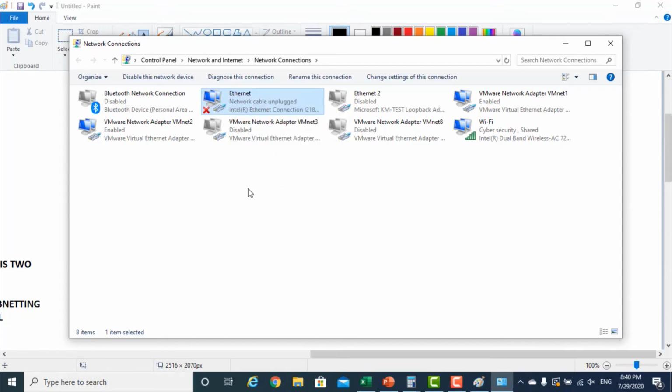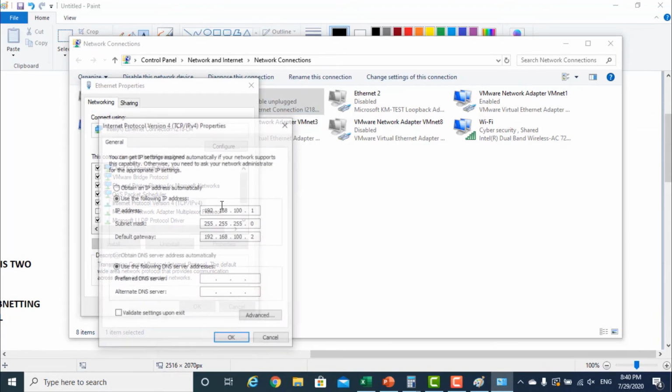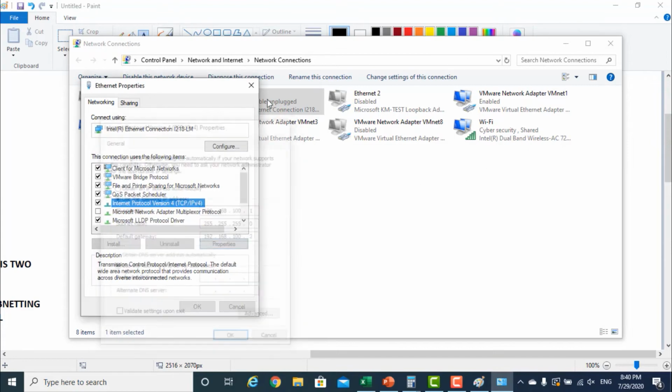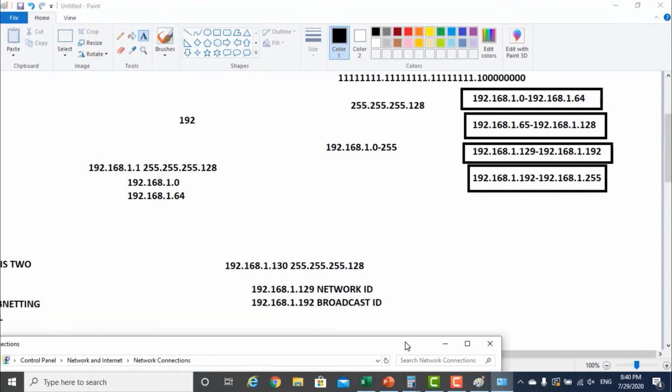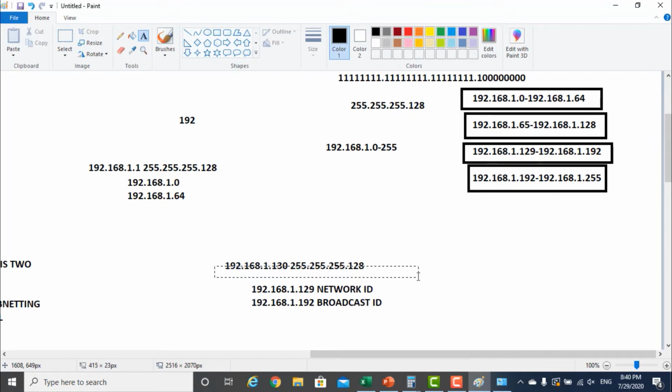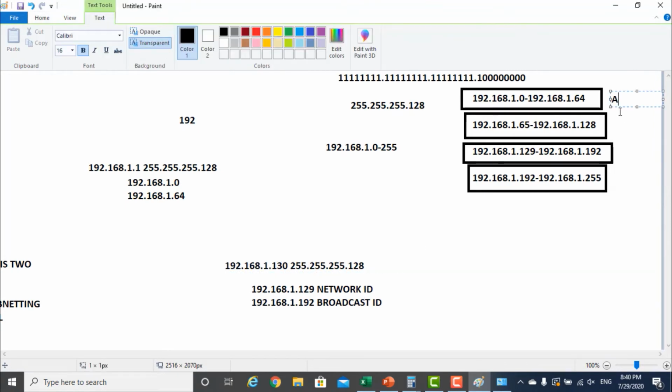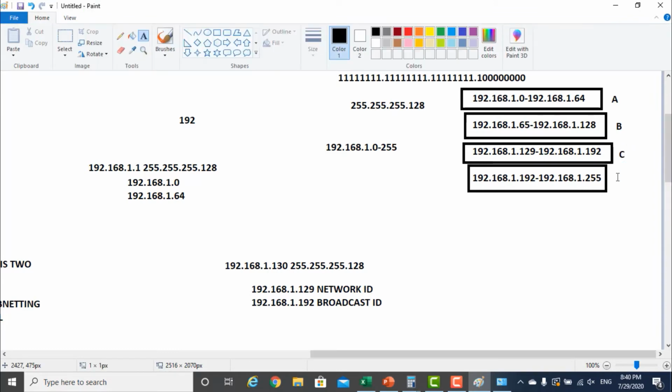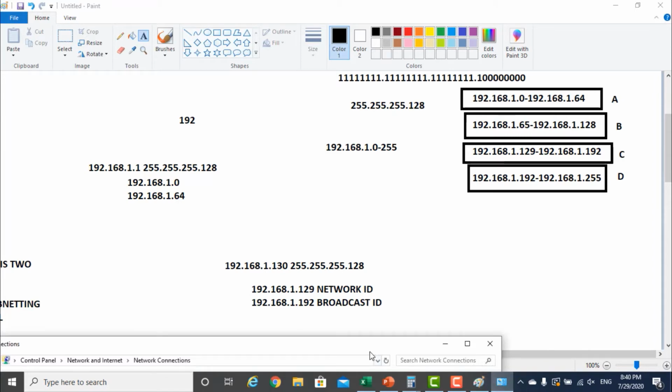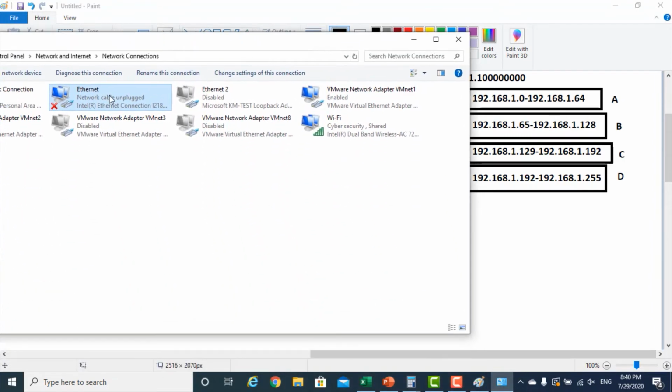Go to here, go to IP address and assign an IP address. Just a minute, first I want to assign this IP address, and for example, this is for company A, that's for company B, company C, company D. So I want to be related to a company. Which company do I want to be? I want to be company C, let's say.